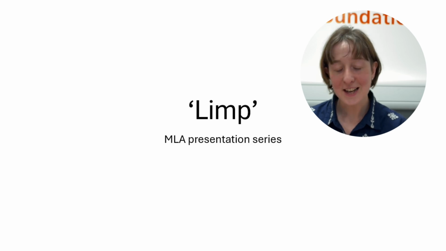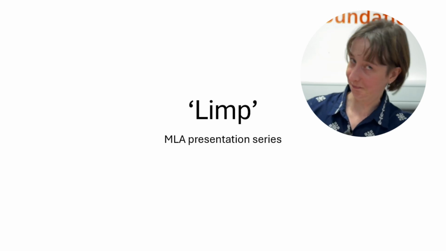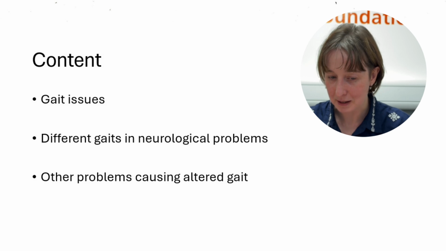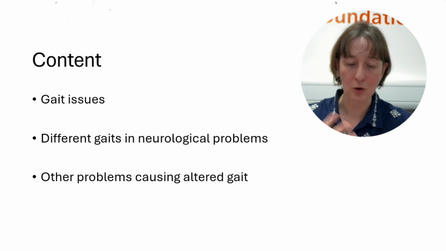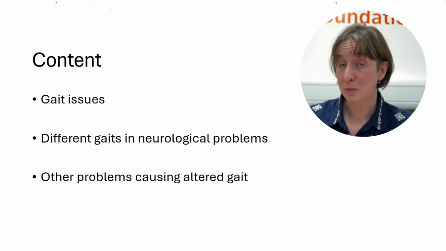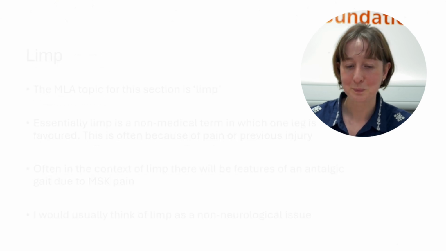So the next MLA presentation topic is limp. Rather than limp, what we're going to talk about is gait issues and how we assess walking and altered gaits in neurology, the different problems that can cause it, and other problems that can affect walking that may not be due to a neurological problem.